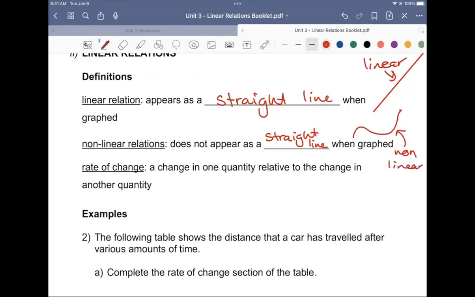The rate of change is just a change in one quantity relative to the change in another quantity. So when I'm talking about the fact that I am driving 50 kilometers per hour, 100 kilometers per hour, 80 kilometers per hour, whatever speed I'm driving at, I'm talking about the change in the distance that I go relative to the change in the time that has passed. If I talk about how much money I make per hour, I'm talking about the change in dollars per the change in hours that I'm working.